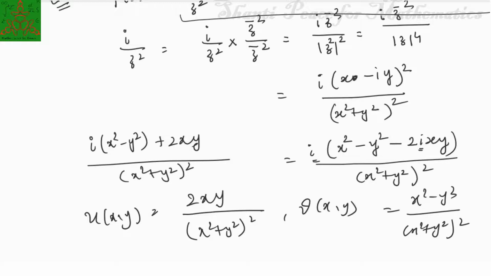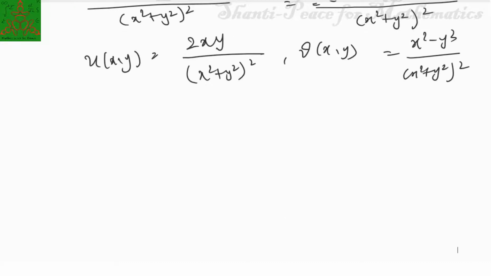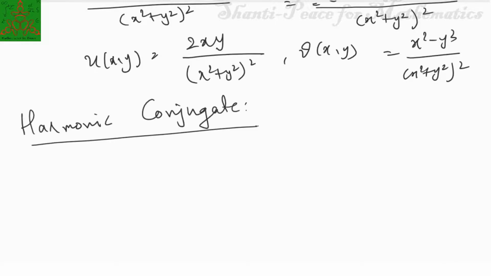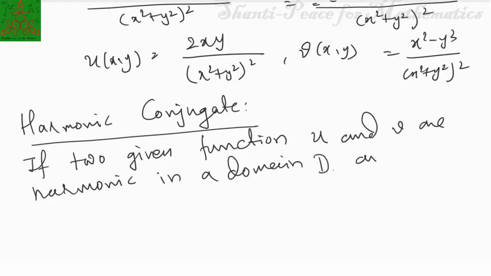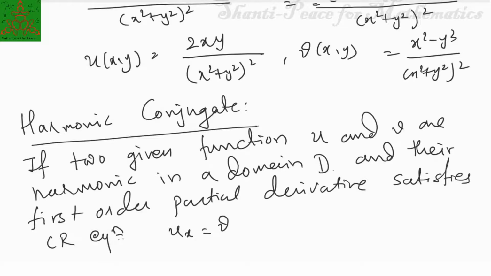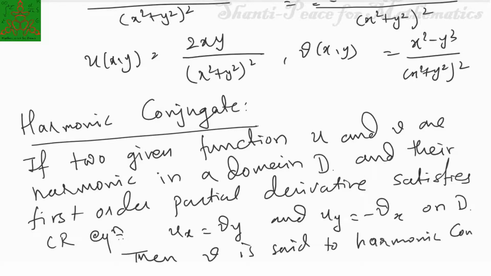So without calculating it, we can say that the real and imaginary parts are solutions of some partial differential equation, that is the harmonic Laplace equation. Now the next definition is a very important definition. It's called the harmonic conjugate. If two given functions of a real variable, u and v, are harmonic in a domain D, and their first order partial derivatives satisfy the CR equations, that is ux equal to vy and uy equal to minus vx on D, then v is said to be the harmonic conjugate of u.